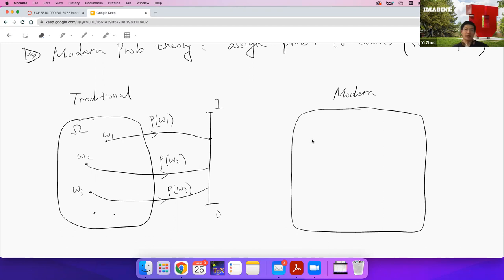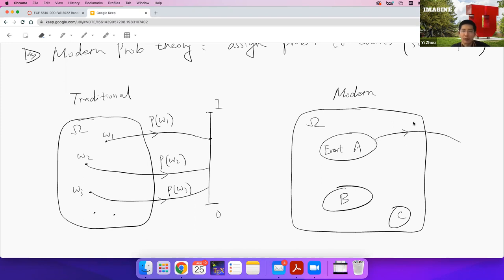Well, the modern probability theory assigns probabilities to events, which are subsets of omega. So for every subset, for every event, where an event is a subset of omega, I assign a probability. I call it P(A), the probability of this event, which is between 0 and 1.